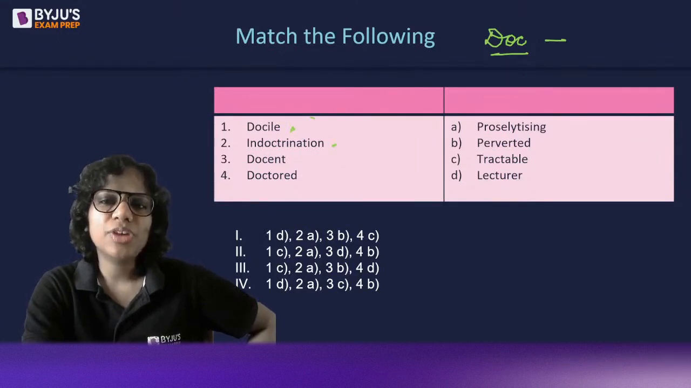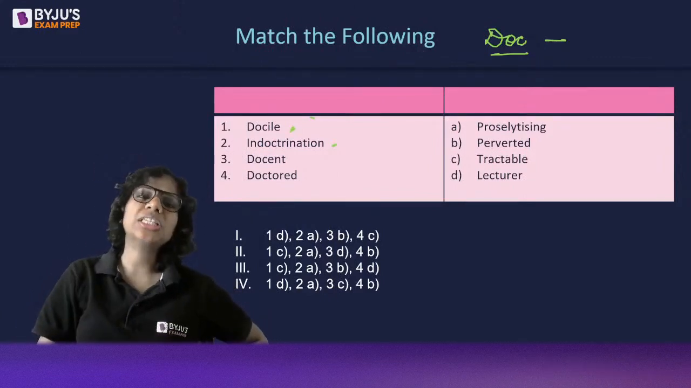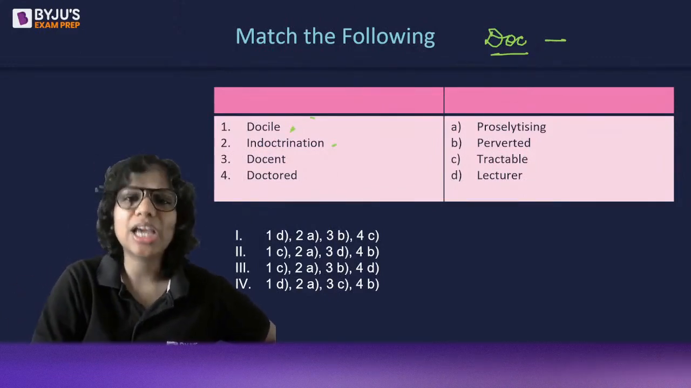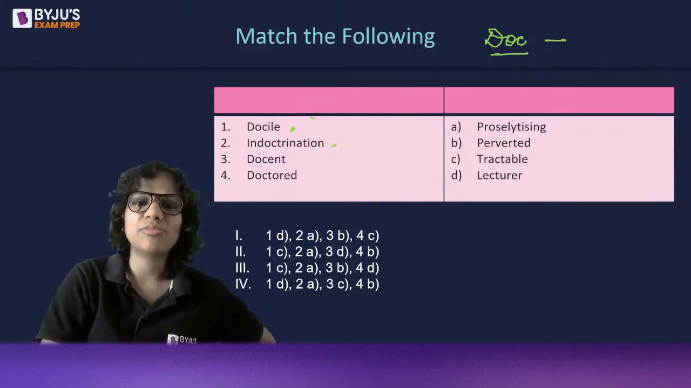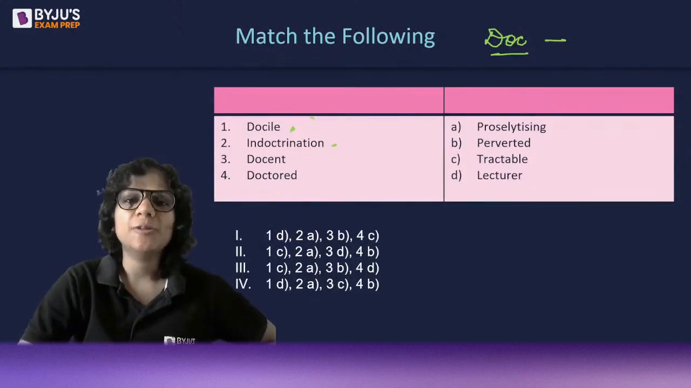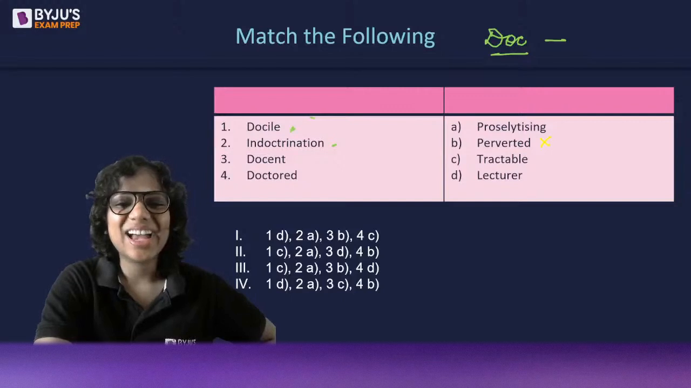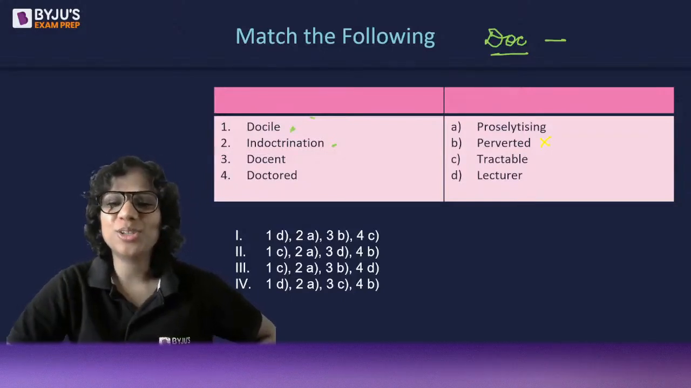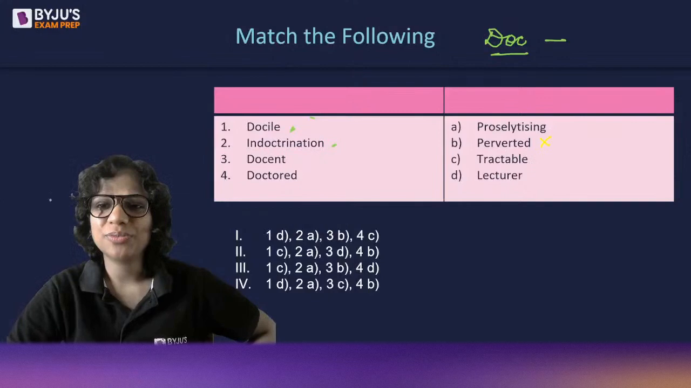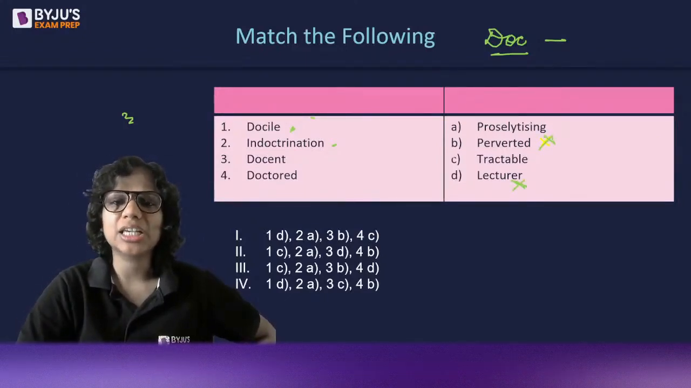So, when we are docile, let's say if I'm a docile person, that means that I am very easily influenced. I'll obey you very easily. I'm very pliant, flexible, obedient, that kind of a person. So that's docile for you. So that means I'm definitely not perverted. Yes. I'm not a lecturer. So we are able to eliminate 2 options here. Lecturer goes out of the window, perverted goes out of the window. We're left with A and C.